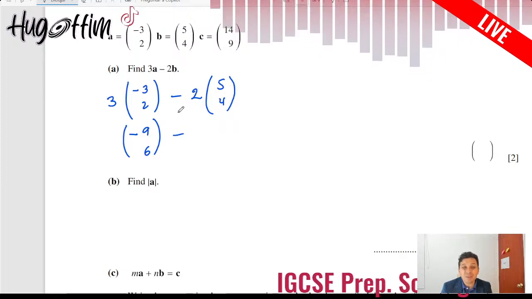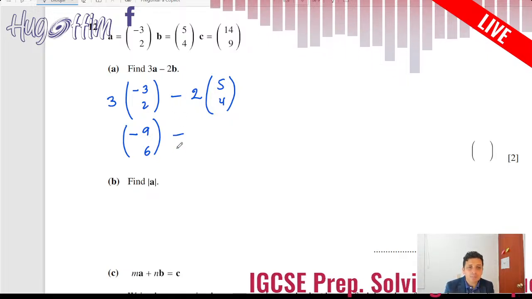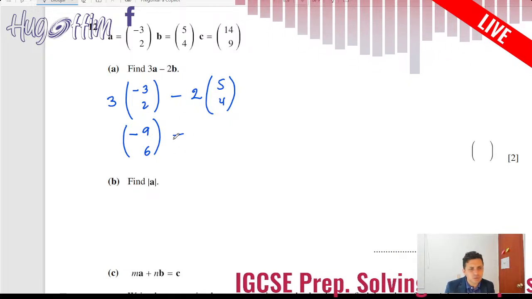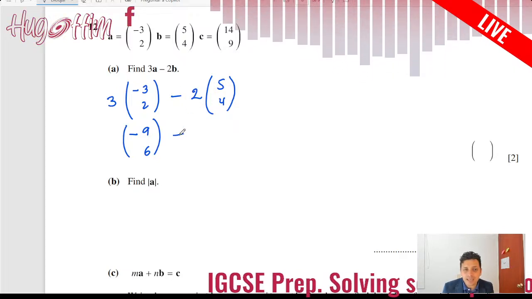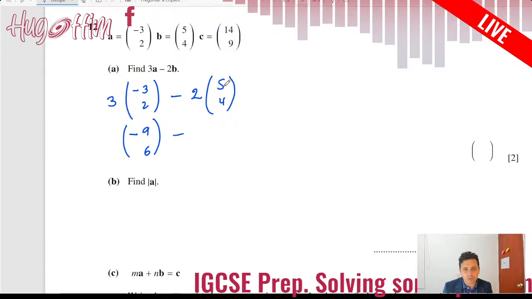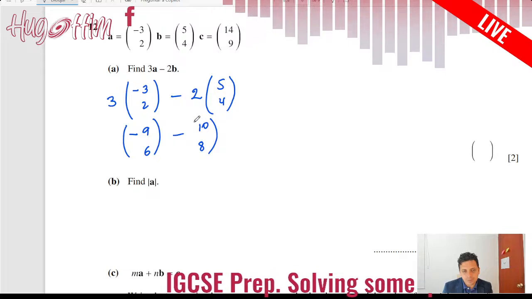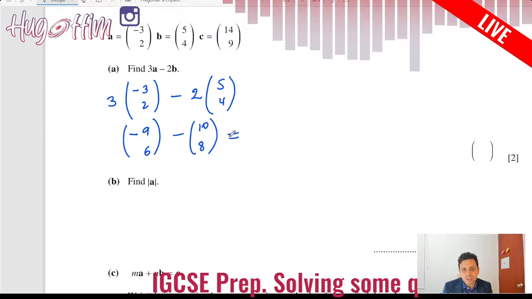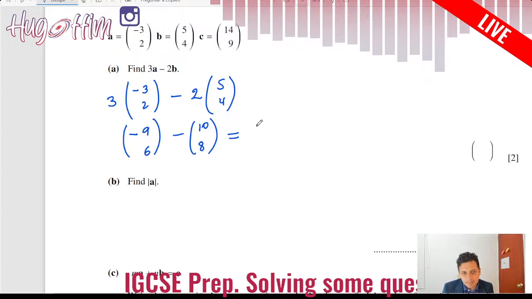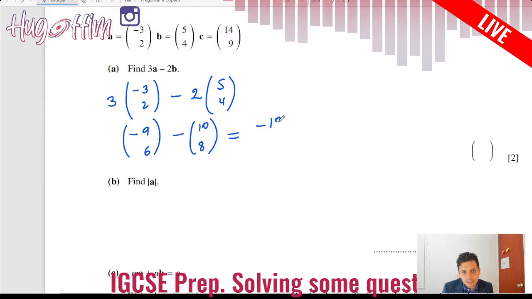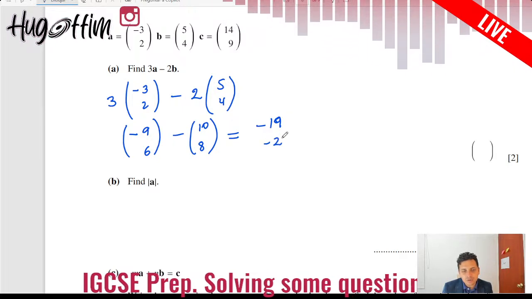Minus, I prefer, some people multiply the negative sign here, but then they make a lot of mistakes with the positive here. So I prefer to multiply just the constant without the sign and keep the sign here. But you can do it the other way. 2 times 5 is 10. 2 times 4 is 8. Okay? Now I just need to simplify this expression. Minus 9 minus 10 is minus 19, and 6 minus 8 is minus 2.